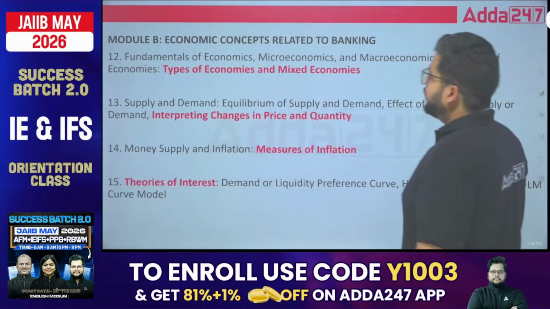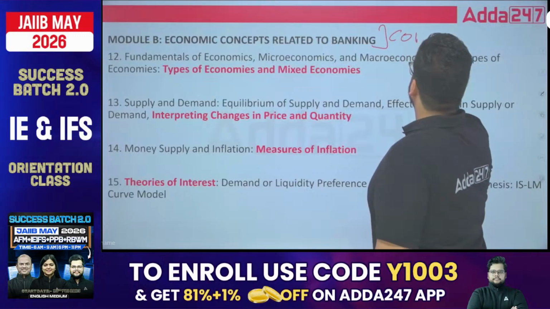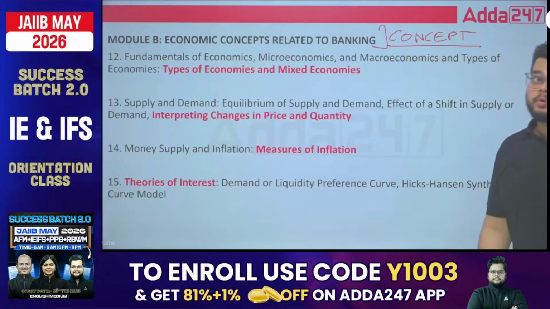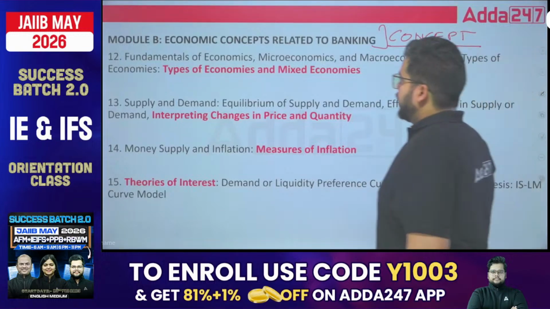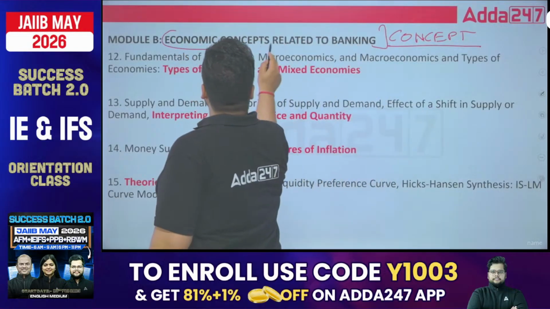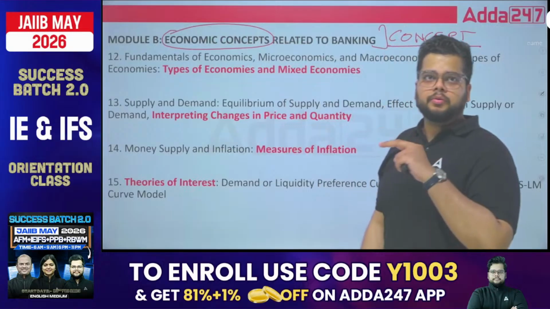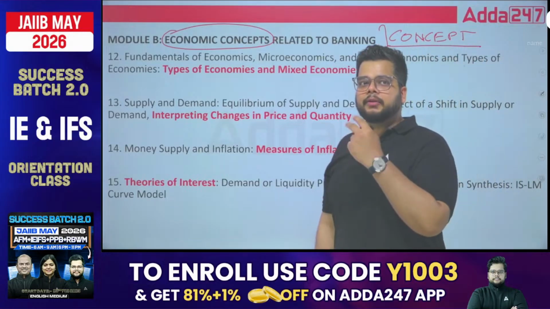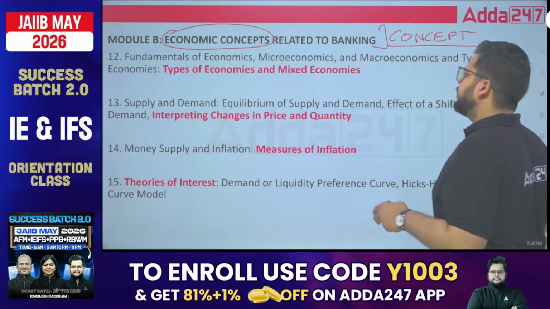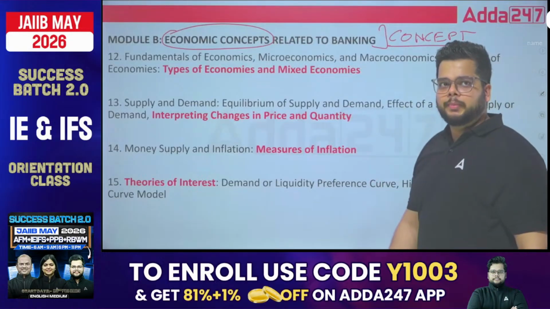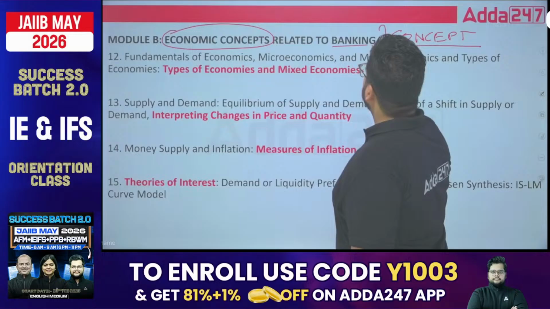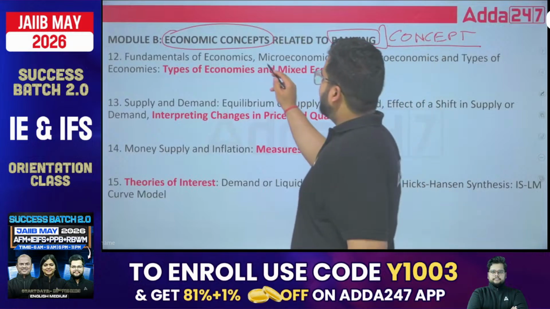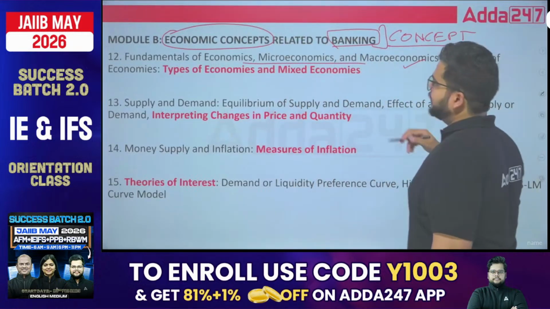Okay. Now let's move on to the conceptual module. This is the concept heavy module, module B. So economic concepts related to banking, that is your module B. Here we will be first learning about some basic economic concepts. Only unit number 15 will have some in-depth discussion. Otherwise, we will be learning general economic concepts, and how we can relate them to the banking sector, specifically India's banking sector, in module B. So fundamentals of economics, micro and macroeconomics, and the types of economies.